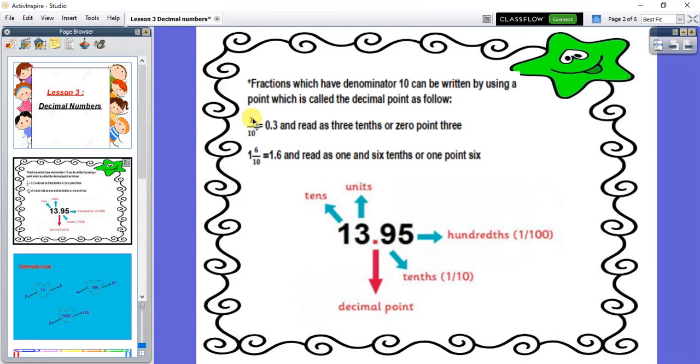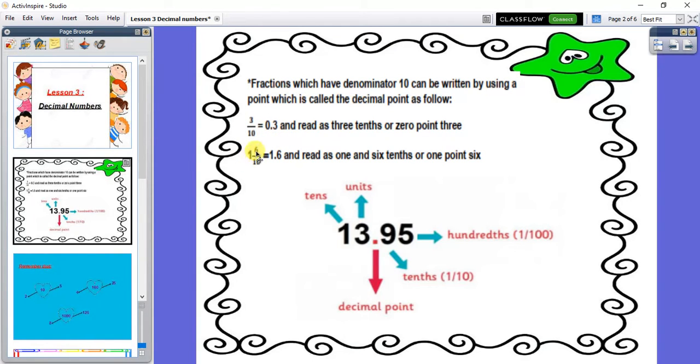If I have 3 over 10, this is a fraction, and its denominator is 10. If I want to write this as a decimal, I don't have a whole number, so I will write 0, then a point, and then I will put the 3 which is up. So I can read this as 3 tenths. Tenths here ends with THS. Or 0.3.